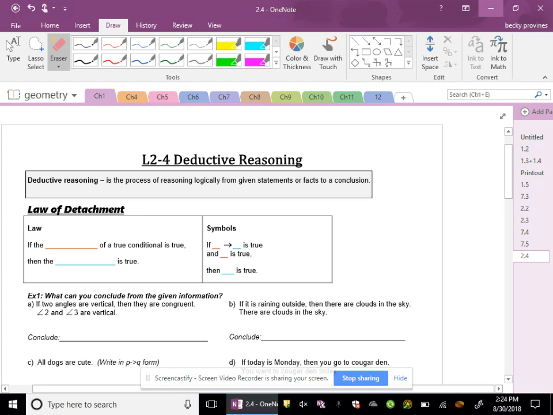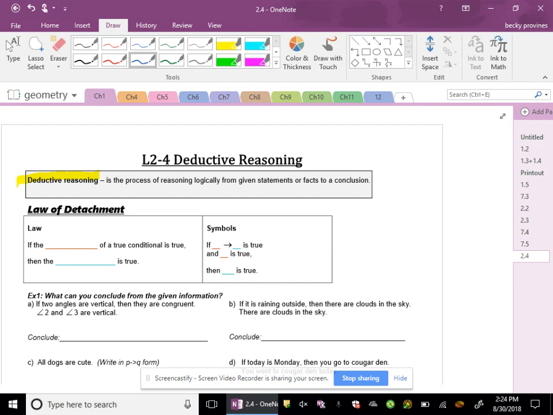We're going to go over lesson 2.4 about deductive reasoning. Let's first define it. Deductive reasoning is a process of reasoning logically from a given statement of fact to a conclusion. So we have two laws today that we're going to define.